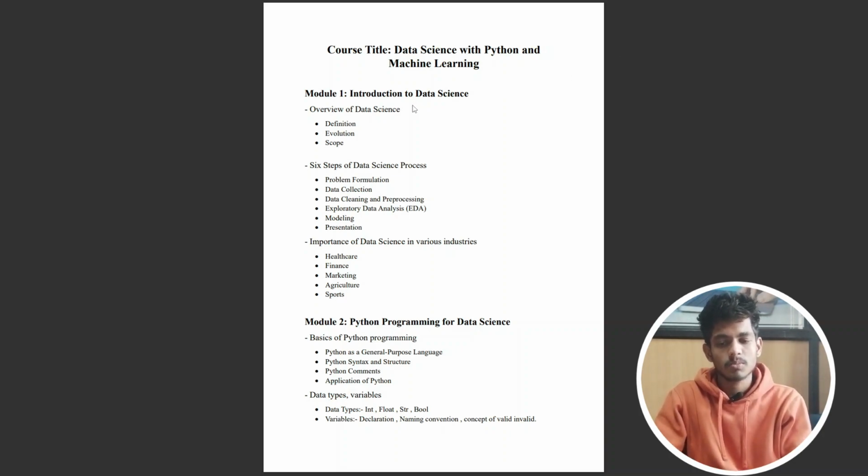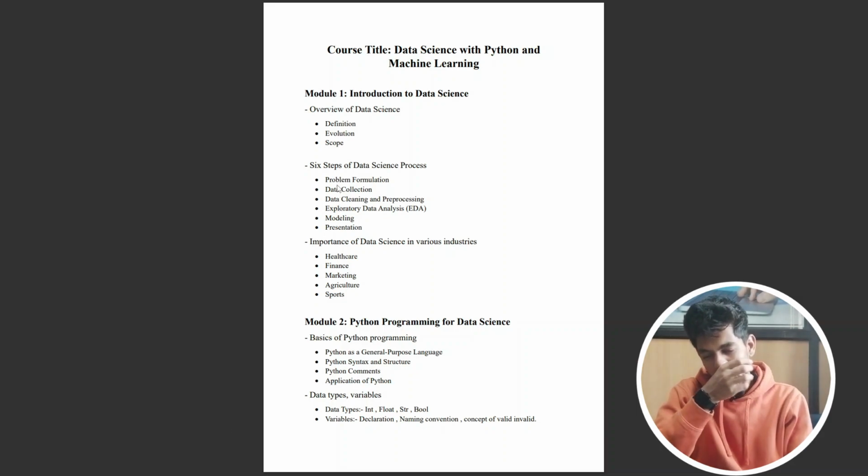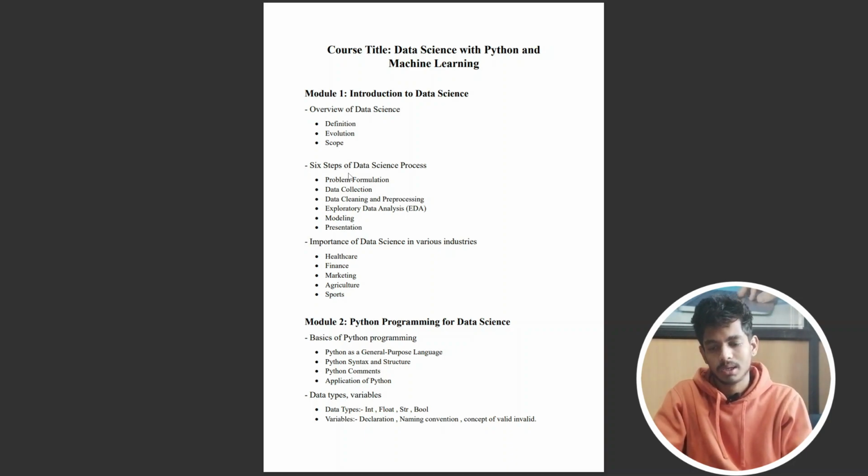In this module, we are covering an overview of data science with the help of definitions and some examples, and also clearing the concept of 6 steps in data science. After clearing these concepts, we go to the next topic, the importance of data science in various industries. So what are the uses of data science in healthcare, what are the uses of data science in finance, and after that we discuss the second module.